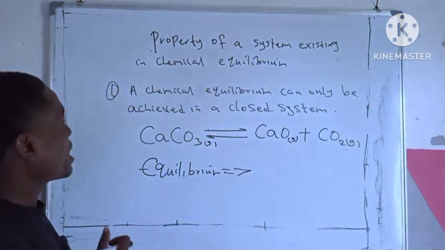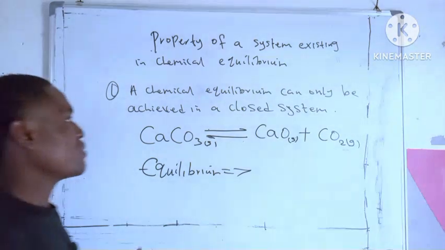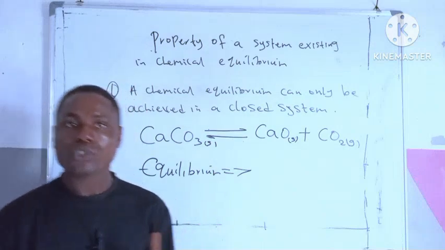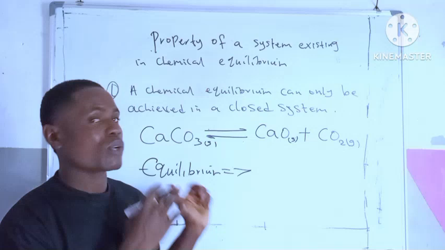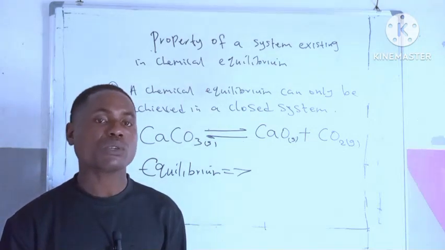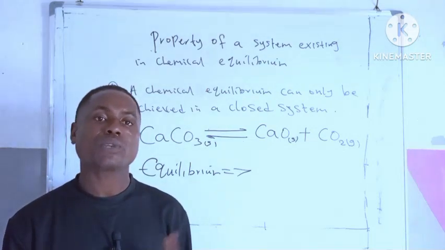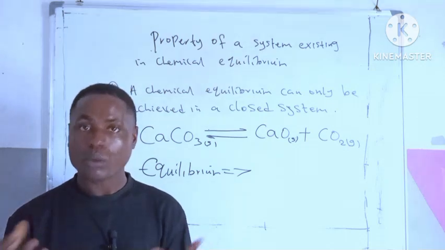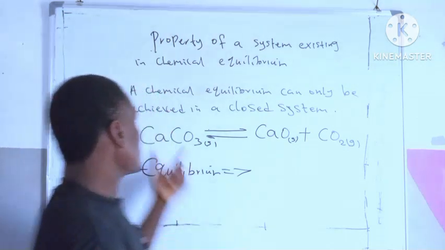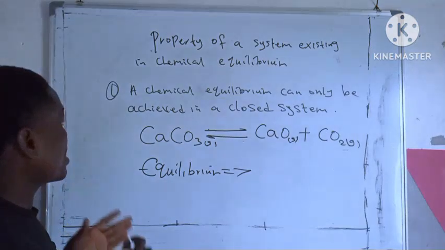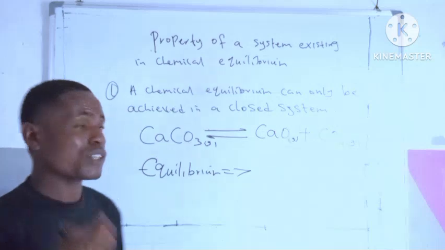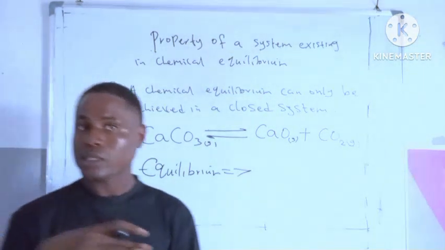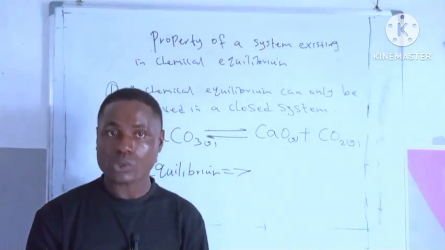Now, a chemical equilibrium can only be achieved in a closed system. In the aspect of equilibrium in chemistry, we are dealing with chemical reactions, and how chemical reactions can attain the equilibrium state or the equilibrium point. So the first point says that a chemical equilibrium can only be achieved in a closed system. A closed system means something that is closed, not open. It can be a closed vessel.